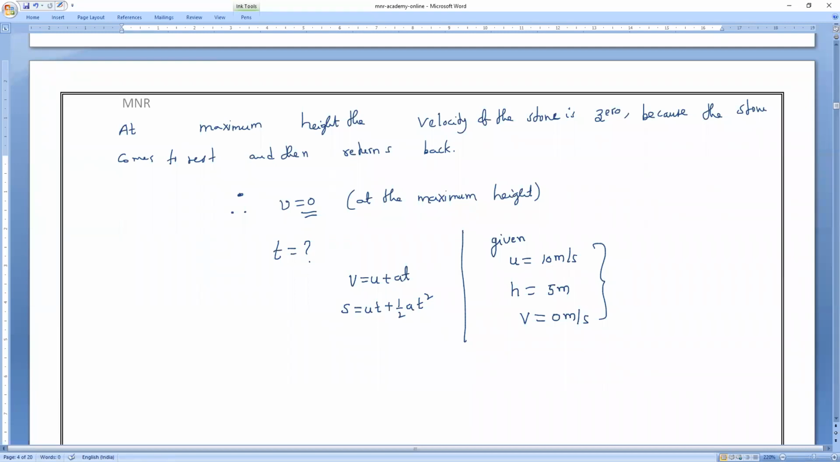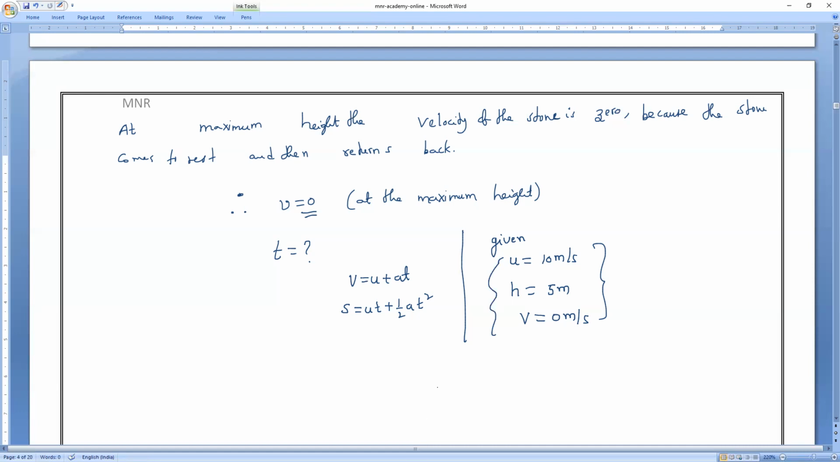Now, with these three data, is it possible to find the time by using any equation? Yes, sir. No, sir, because we need gravity. We don't know the acceleration due to gravity. Do you all understand? We don't have any kind of acceleration. That is why first we have to find acceleration.